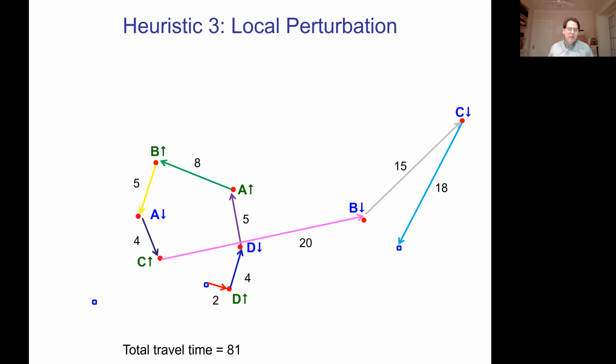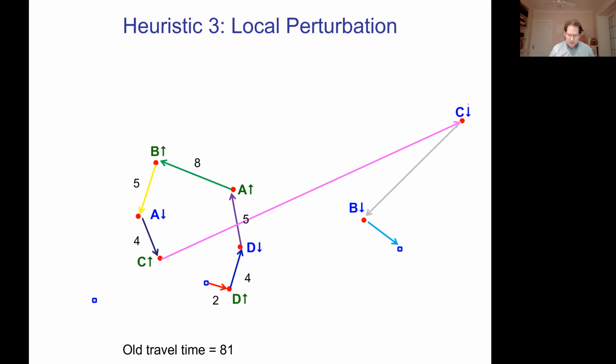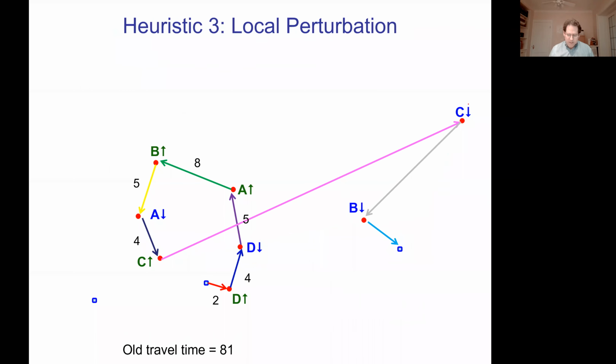Okay, so how would I do that? Well, I've got to change something. So let's say that I decide to change the order of this drop off and that drop off. I'm just going to swap them. If I do that, I just reconnect these edges in a different way. And I need to figure out what is the travel time of these new edges. Again, I could use multiple techniques for that. I could guess using geometric distance, or maybe I've pre-computed all the paths in the way we just talked about, so I can look them up and get a more accurate answer.